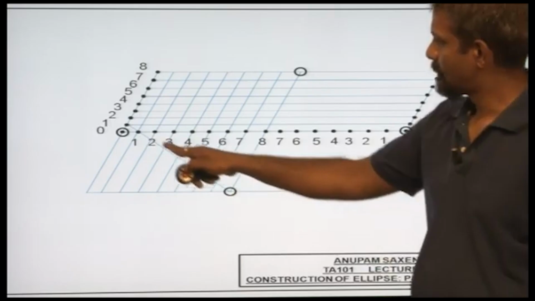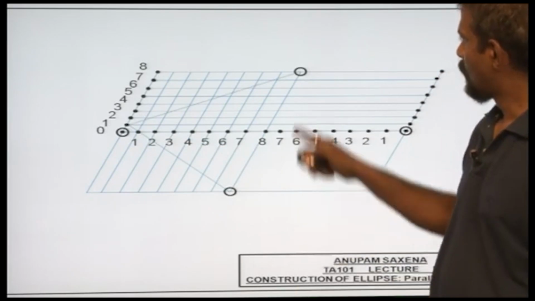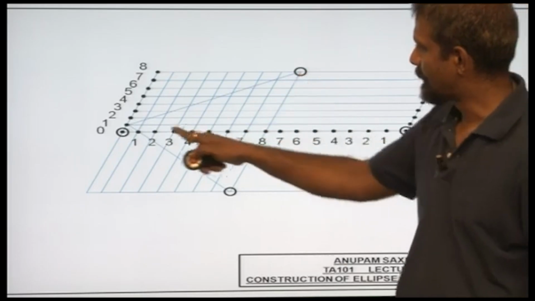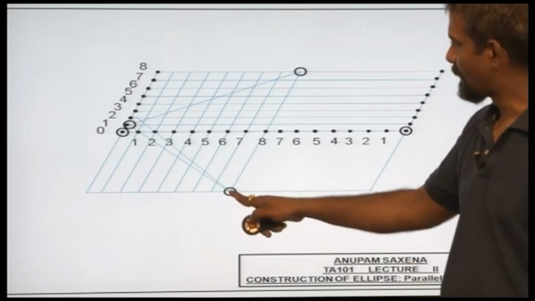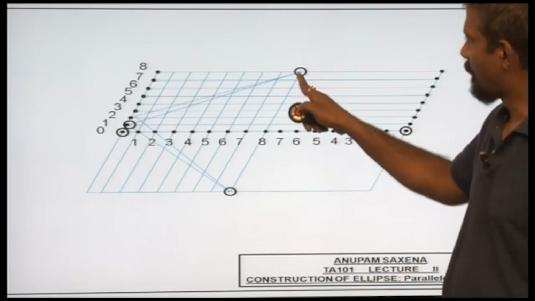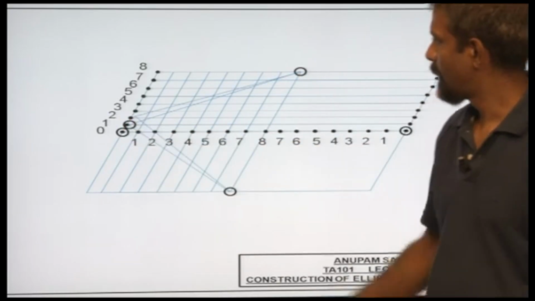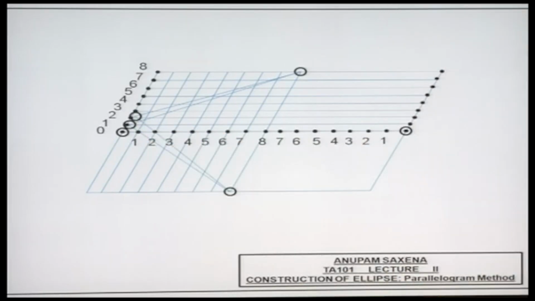With this as reference, I will have my line segment pass through point 1. This is a point on the ellipse, the intersection of this line segment and this line segment. Okay. From here, I will have a line segment pass through this point 2, and from here, I will have my line segment pass through this point 2 here. So, the intersection of this line segment and this line segment over here will give me another point on the ellipse.